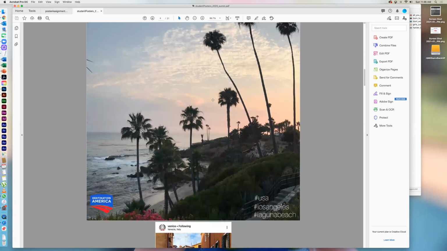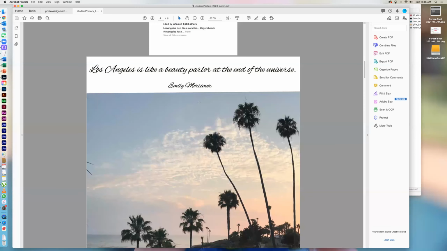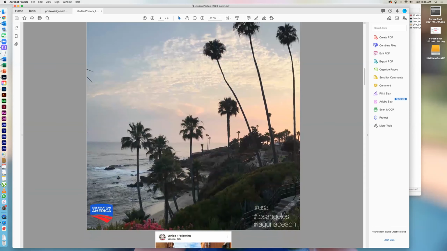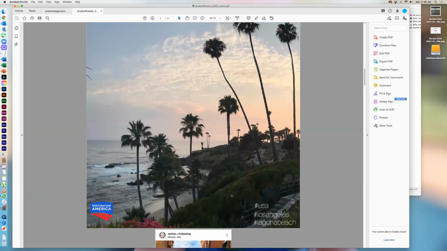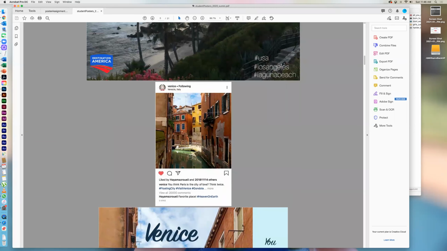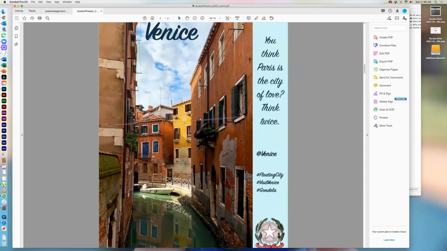So if you want to really post it, see, this one doesn't look as much like an Instagram. And actually, I love this phrase, Los Angeles is like a beauty parlor at the end of the parlor. So she even took that phrase from Emily Mortimer, who's an actress. Unfortunately, see, this is where she needed something and she did Destination America, which is a USA tourism logo. And unfortunately, it is Laguna Beach. It's not actually in Los Angeles. So here's the one I'm talking about with Venice. So there's what the post looks like, and there's where it's bordered on the side.